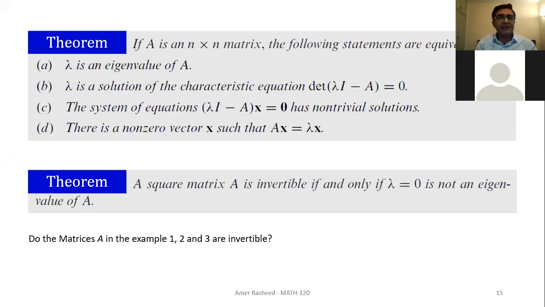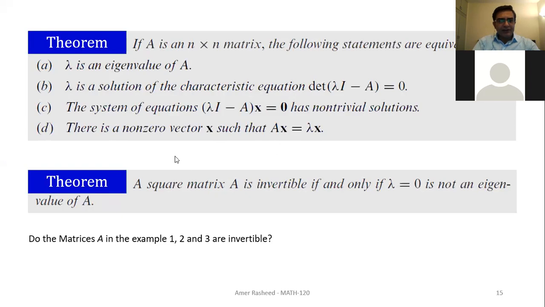If lambda is an eigenvalue of A, then lambda must be a solution of the characteristic equation which we discussed last time. It's the determinant of lambda I minus A is equal to 0. And the second is that the system of equations lambda I minus A times x is equal to 0 has non-trivial solutions, a non-zero vector x such that Ax is equal to lambda x.